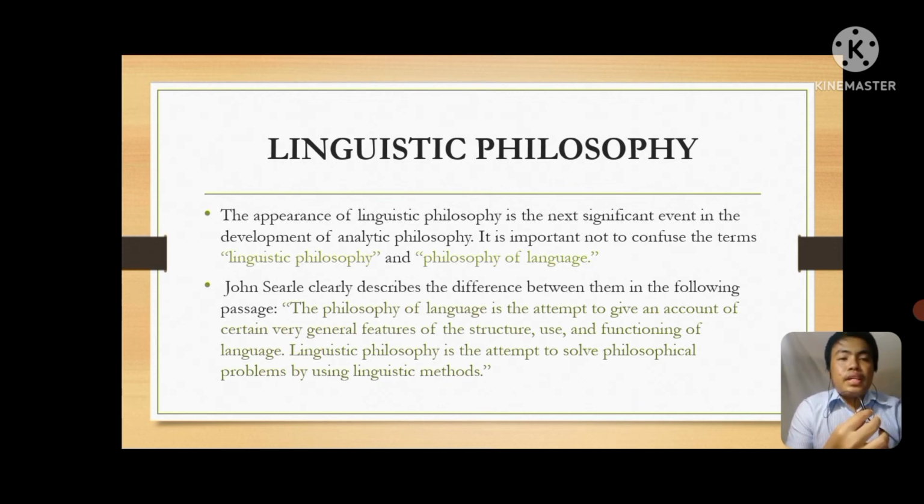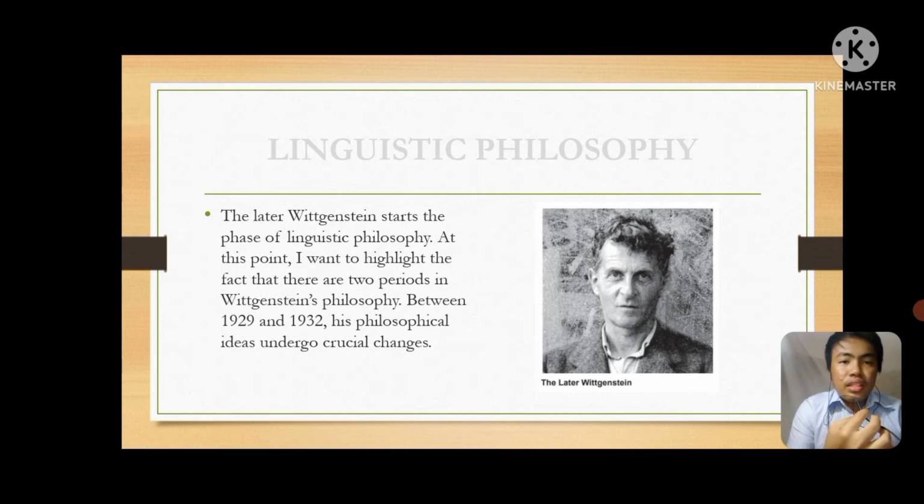Linguistic philosophy. The appearance of linguistic philosophy is the next significant event in the development of analytic philosophy. It is important not to confuse the terms linguistic philosophy and philosophy of language. John Searle clearly describes the difference between them in the following passage. The philosophy of language is the attempt to give an account of certain very general features of the structure, use, and functioning of language. Linguistic philosophy is the attempt to solve philosophical problems by using linguistic methods. With Wittgenstein starts the phase of linguistic philosophy.